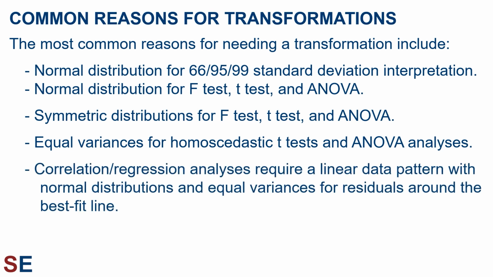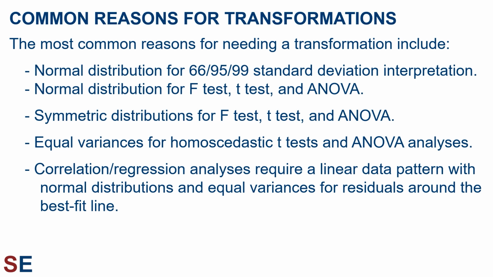Correlation and regression analyses require a linear data pattern with normal distributions and equal variances for the residuals around the best fit line. This is very important because using linear methods on nonlinear data can be completely misleading and miss the actual process causing an observed relationship. The normal distribution and equal variance requirements come from the fact that we tend to use ANOVA or t-test methods to estimate the statistical significance of observed slopes and relationships.